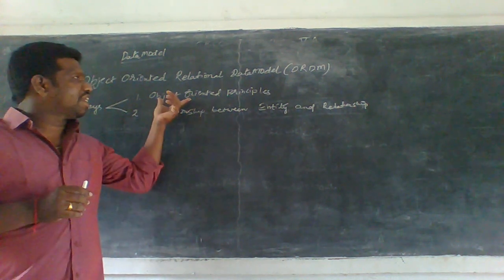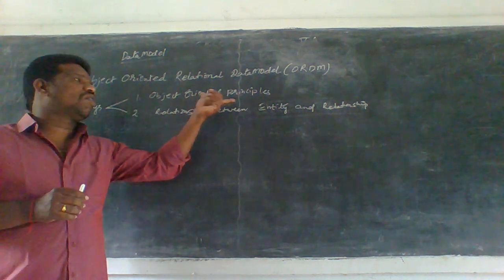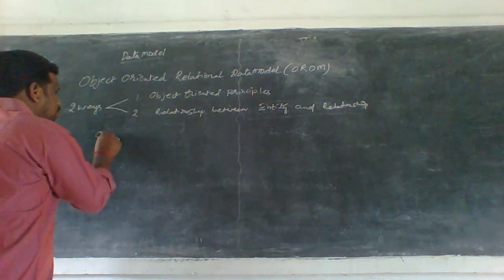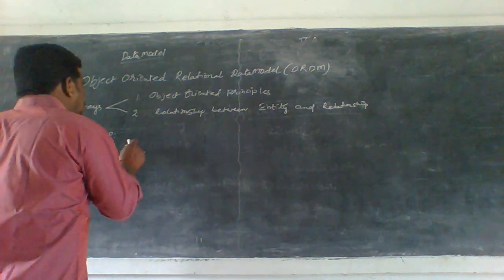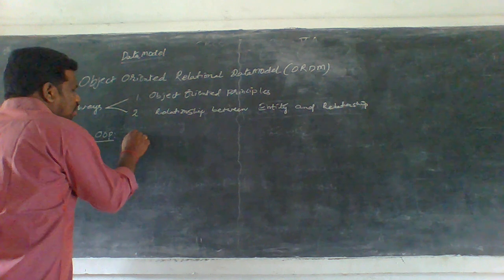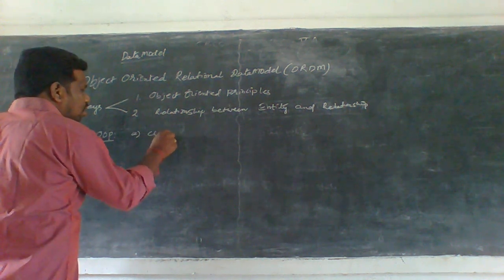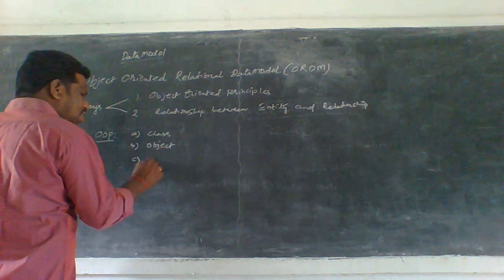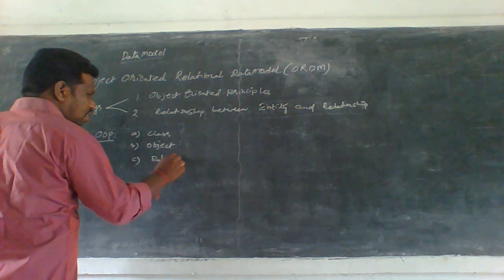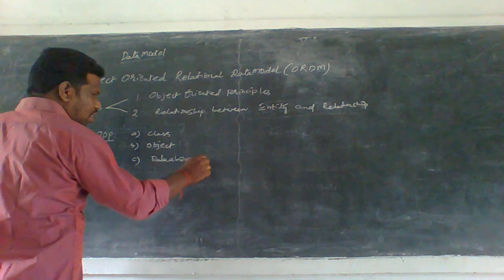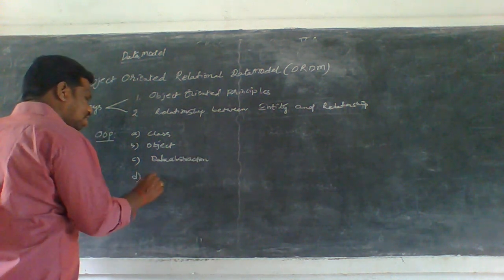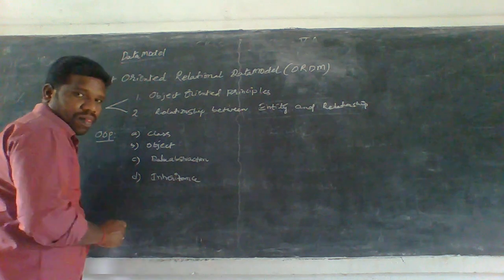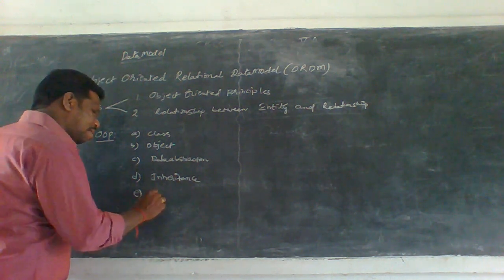In the same way, this data model satisfies all the properties of the OOP principles: A is class, B is object, C is data abstraction, D is inheritance, and E is polymorphism.